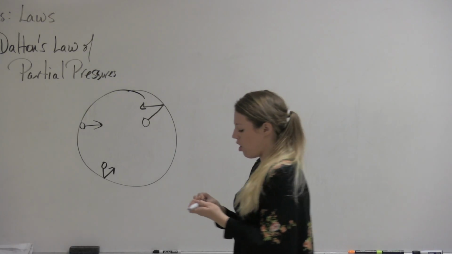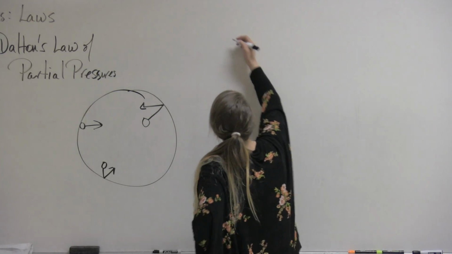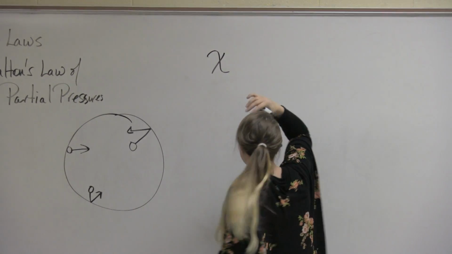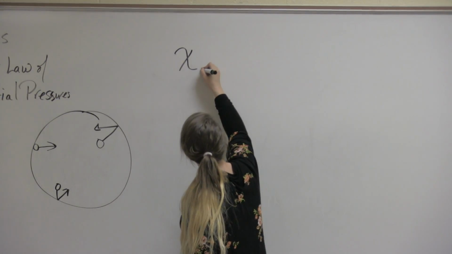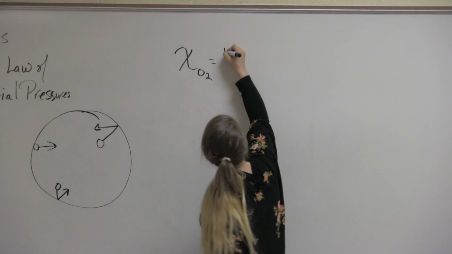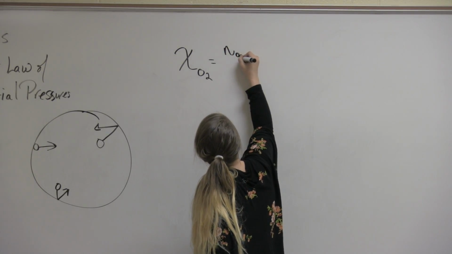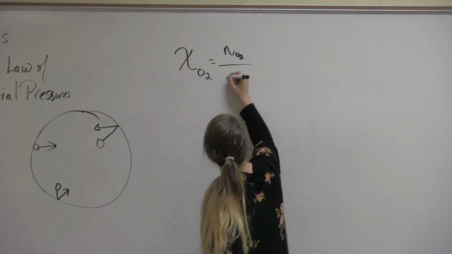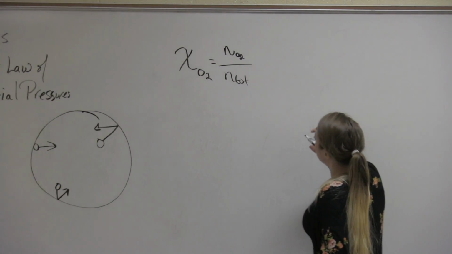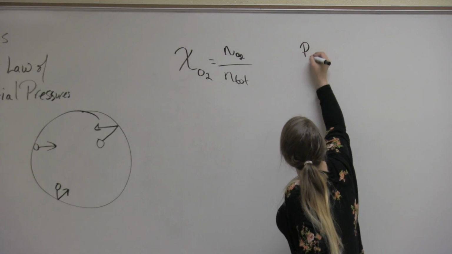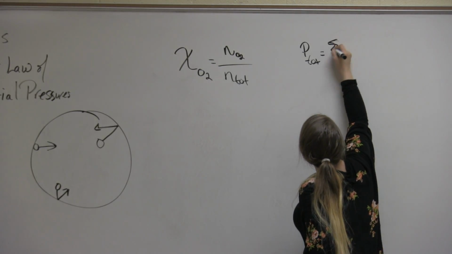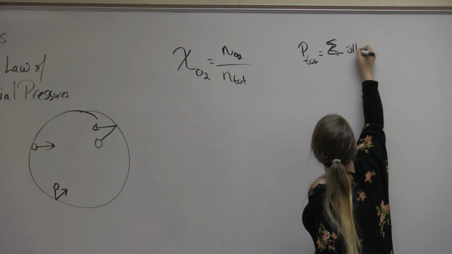Okay, so Dalton's Law for mole fraction is represented by something called an x, and we do x of whatever we want. So let's say we're solving for oxygen. So let's say that x of O2, which is our mole fraction, equals the mole of our gas divided by the total of our gas. Okay, so Dalton's Law of Partial Pressures is still that the P total equals the sum of all pressures.